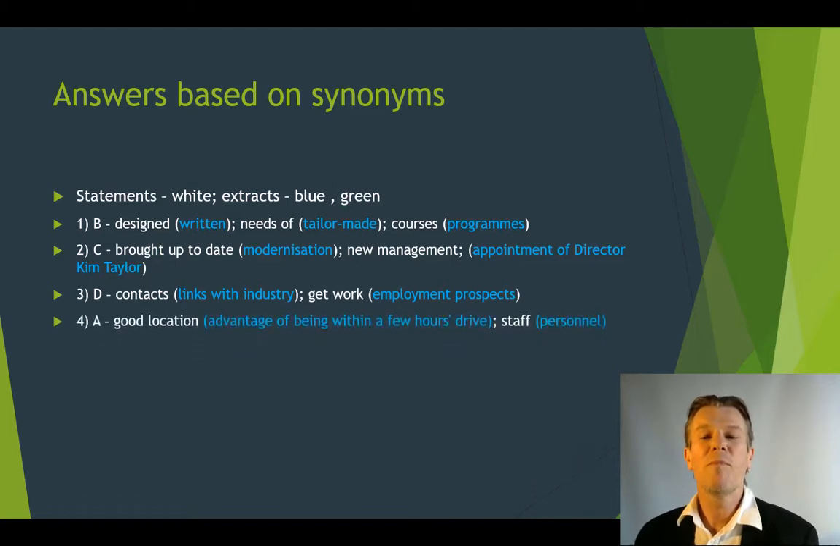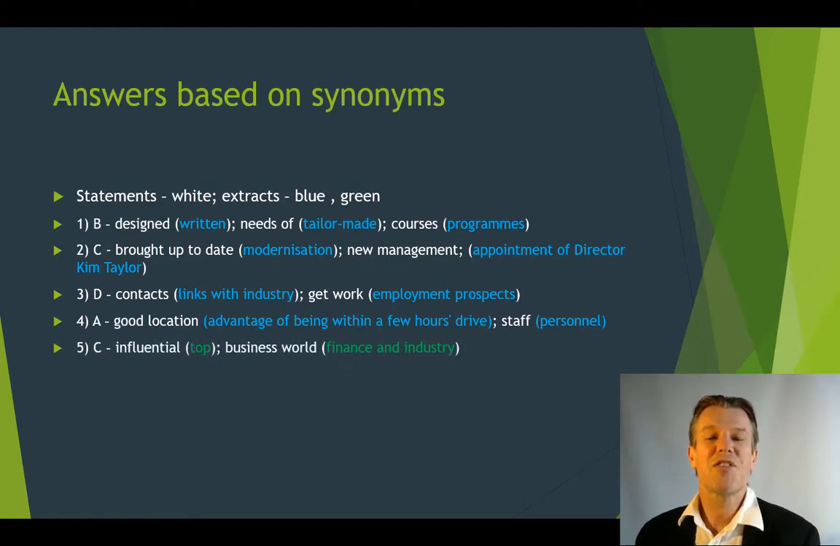In answer number 4, in the statement, I had good location. And in text A, we had advantage of being within a few hours drive. And we had staff. The synonym for staff in text A was personnel. Yeah, this one comes up quite often in the exam, staff and personnel. Then in statement 5, the answer was C. Here I had in the statement influential, which we had top in the text, and business world, and in text C we had finance and industry, which are 2 words associated with the business world.